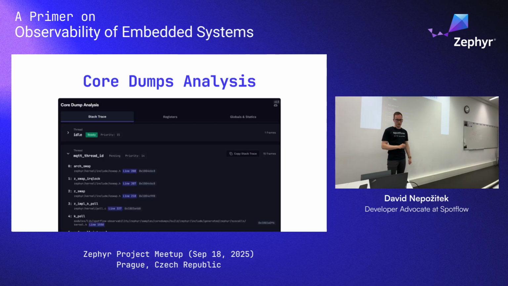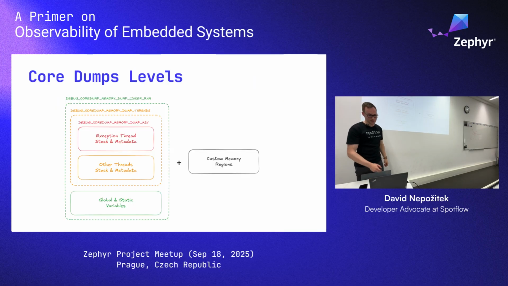When you capture the core dump, you can analyze it. You can analyze it via GDB or a third-party tool. Basically, depending on the detail of the core dump, you get some information about the threads that failed, or all the threads, or optionally you can also include the global and static variables. And to each of the levels, you can also add some custom regions of memory.